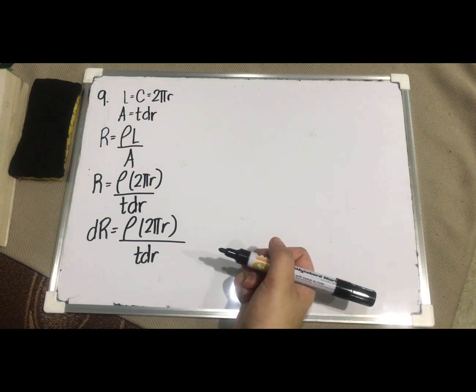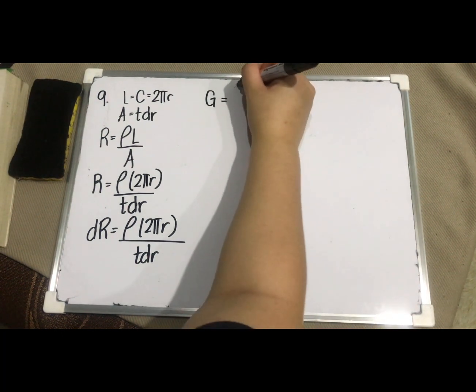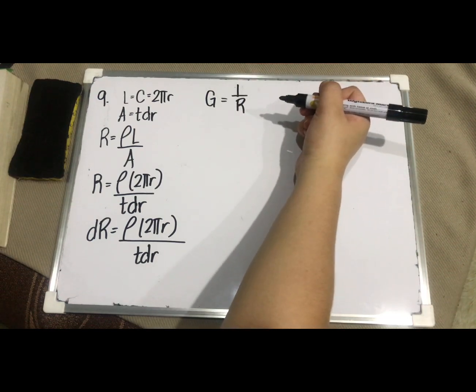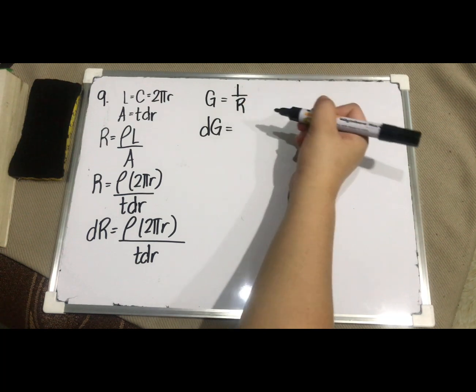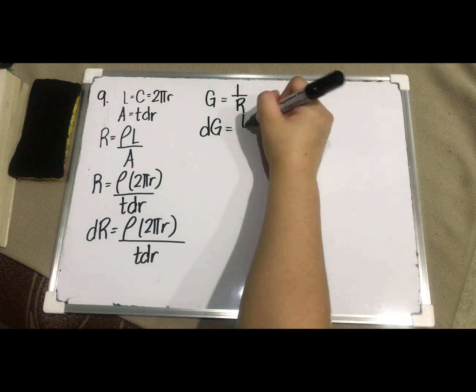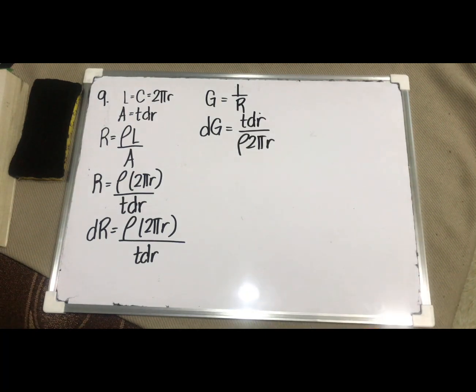So, after nito, we must also take into consideration ang formula ng conductance or G, na kung saan ang conductance ay reciprocal ng resistance. So, kung i-differentiate din natin siya, magiging dG is equals to reciprocal nito. Sa ganitong paraan, mas mapapadali natin ang pagsosolve sa problem. I-extract lang natin lahat ng constant at i-integrate ang dr over r. So, konting background sa integral calculus, ang integral ng dr over r ay ln of r.